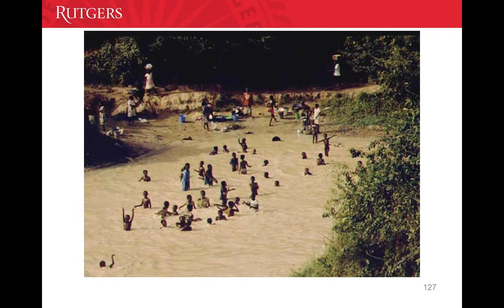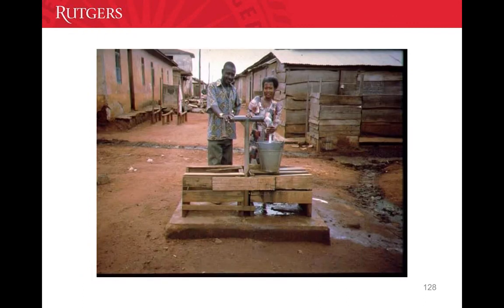This is a water supply in Ghana, not far from the capital, and near Accra. And as you can see in the picture, ladies are doing laundry and people are getting water to cook. Kids are taking a bath and swimming and playing. And this is the community water supply.